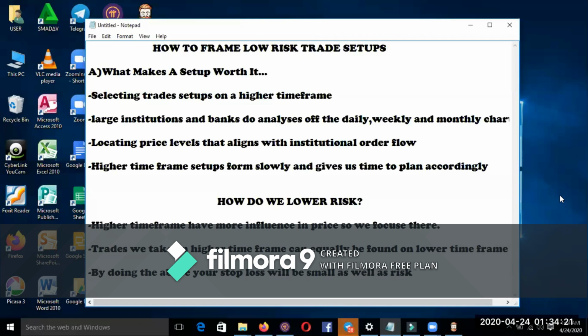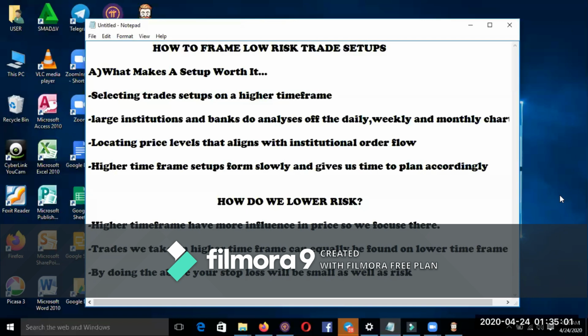The second: large institutions and banks do analysis on the daily, weekly, and monthly charts. Those institutions don't trade most of the time on the 1 hour or 5 minute. You will not see them on those small time frames, because they are out for big moves. They go for major longs or major shorts, so you will not see them on a 15-minute doing 5 pip moves.